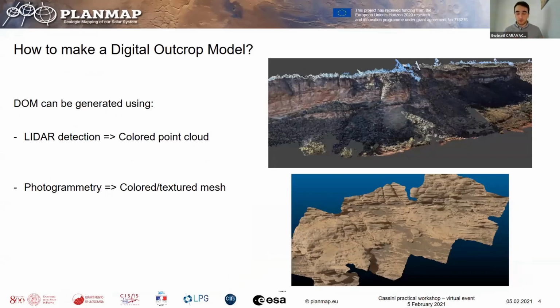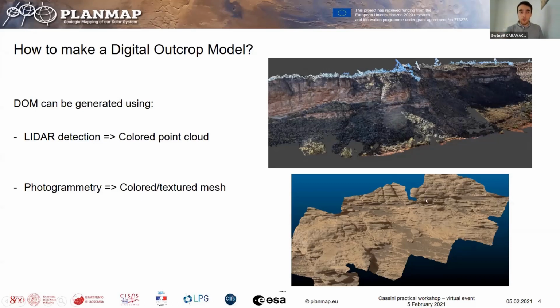Ricardo, in his presentation, talked to you about the photogrammetric approach. It is interesting to know that you can do these digital outcrop models by photogrammetry, which is creating a colored or textured mesh, but also using LiDAR detection. I have seen somebody a little earlier asking in the chat if the model explained was a laser scan. Typically, LiDAR detection allows making colored point clouds that are the laser scan. So here on the upper side, you have a laser scan, which is made by a dense point cloud, each point corresponding to a reflection of the LiDAR scan.